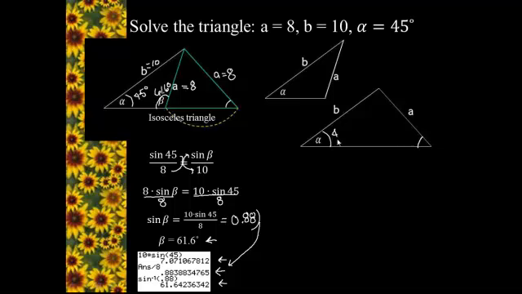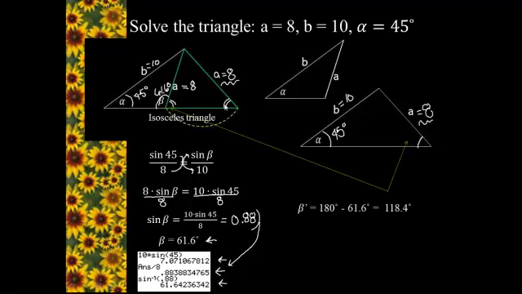Alpha is still 45 degrees. Side B is still 10. Side A is still 8. Now this side is the same as this side. In an isosceles triangle, this angle is the same as this angle. To figure that out, we just take 180 minus 61.6 equals 118.4. The reason is this is a line, and a line is 180 degrees. So if this angle is 61.6 degrees, this angle has to be 118.4 degrees.